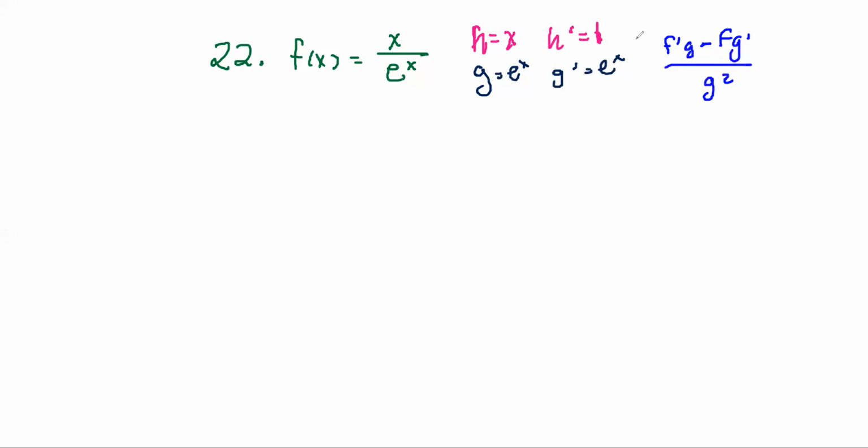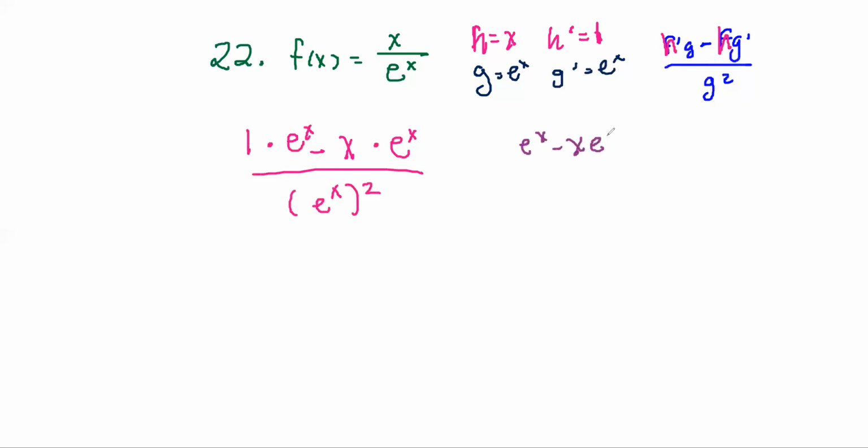Or in this case, this is going to be h and h. So this is 1 times g, which is e to the x, minus x times g prime, also e to the x, all over e to the x squared. To simplify that, that's just going to be e to the x minus x e to the x.